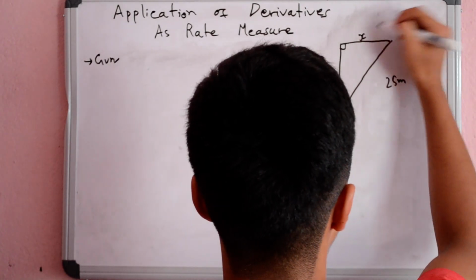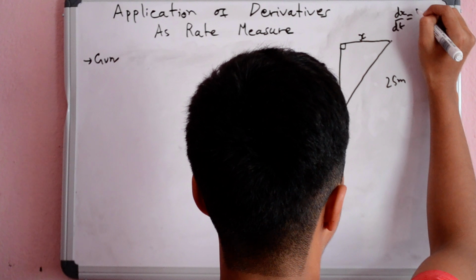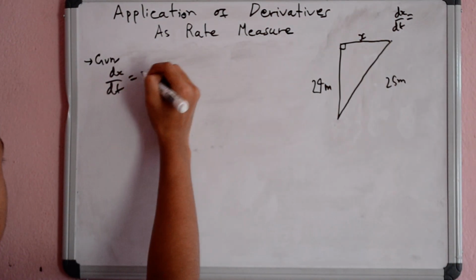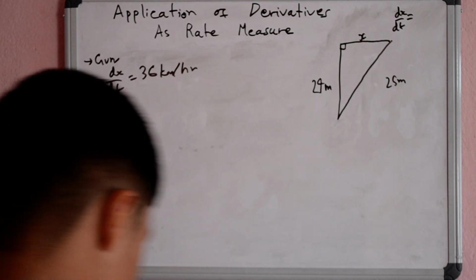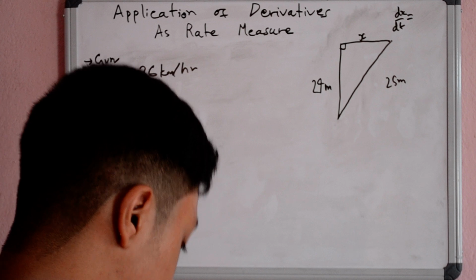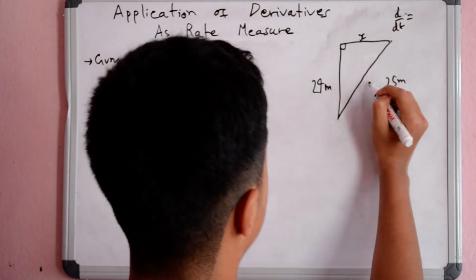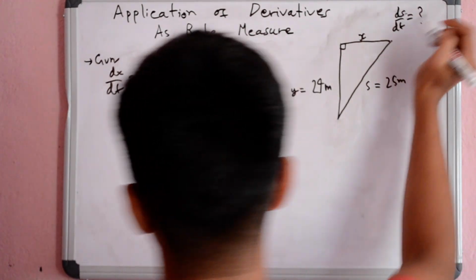So if we let this be x, then dx by dt is equal to, we'll write the given here, dx by dt is equal to 36 km per hour. How fast is the cord out? So we'll have to find the rate of change of this. Let's say this is s, let's say this is y. So we have to find ds by dt.